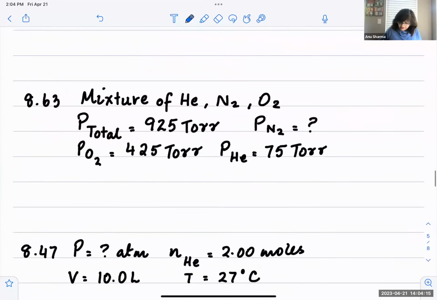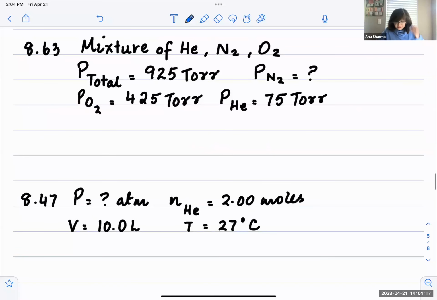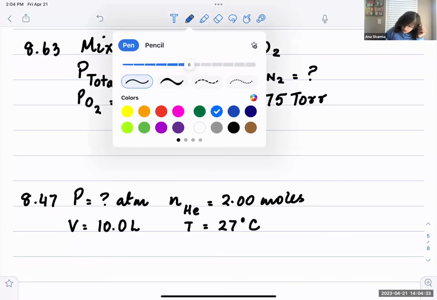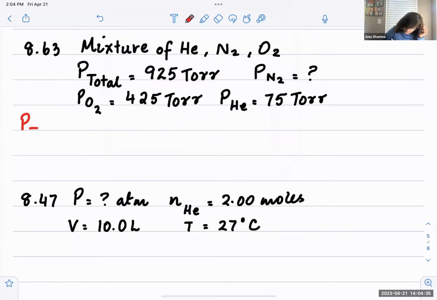Now we are going to look at problem 63. In this, we are given a mixture of helium, nitrogen, and oxygen. The total pressure is given. We are given the partial pressures of oxygen and helium, but we need to find the partial pressure of nitrogen. So write down the formula. This is Dalton's law: P total is equal to P of helium plus the partial pressure of nitrogen plus the partial pressure of oxygen.